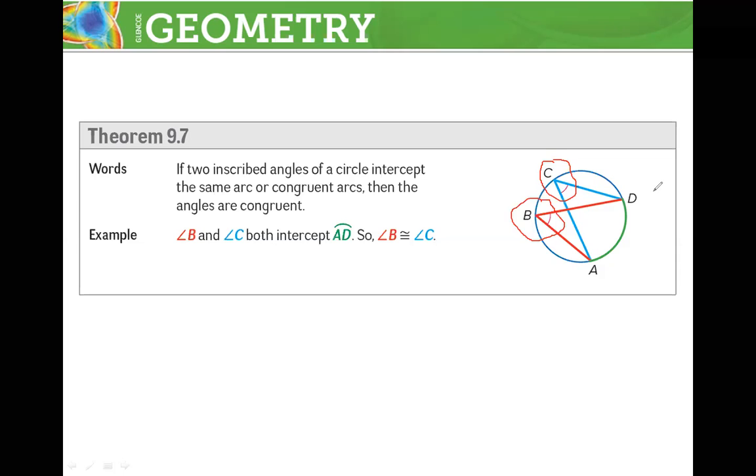The second theorem states that if two inscribed angles of a circle intercept the same arc or congruent arcs, then the angles are congruent. It means that if we have two angles intercepting the same arc, they are congruent. The measure of this angle equals the measure of this angle.